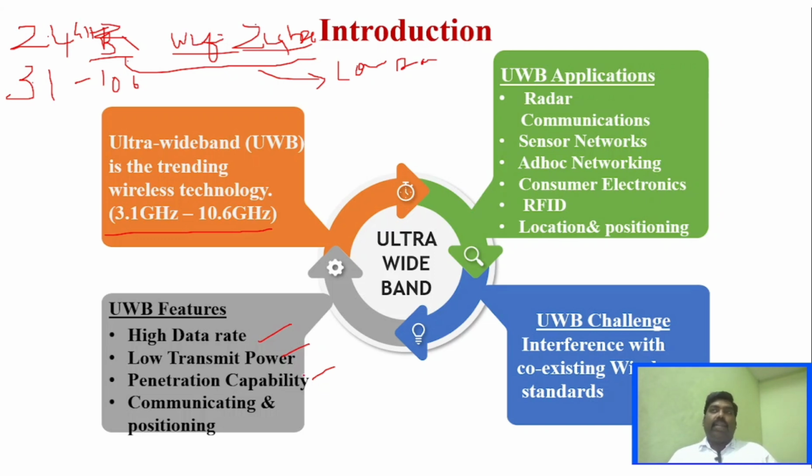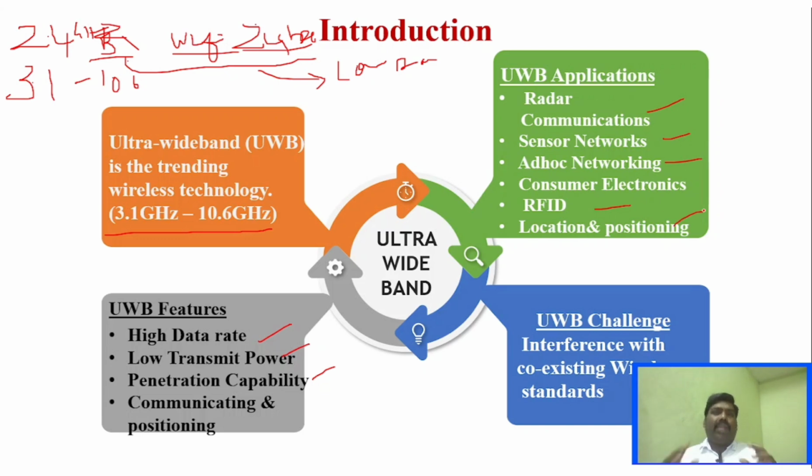And apart from that, because of wide bandwidth, you can also do precise localization. That is possible. It can communicate and position in the same technology, that is possible in UWB, right? These are the important features. Another important feature is that it is very immune to multipath and very immune to interference, right? And it cannot be easily detected, right? And you can see these are the applications. Just a short summary: radar communication, sensor networks, ad hoc networking, consumer electronics, location and positioning.